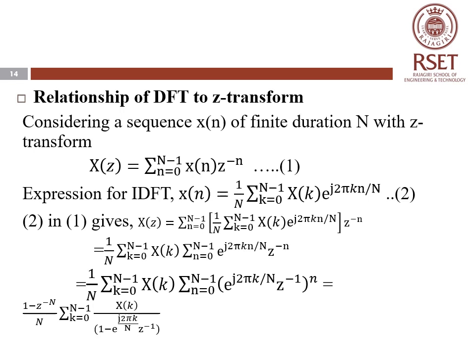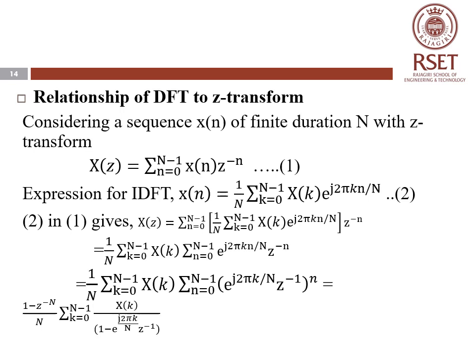Next, relationship of DFT to Z transform. Now consider a sequence x of n of finite duration n with Z transform as shown. X of z is equal to sigma n from 0 to n minus 1 x of n z raised to minus n. And we already know the expression for IDFT, that is x of n is equal to 1 by n sigma k from 0 to n minus 1 X of k e power j 2 pi k n by n. Now if you substitute equation 2 in equation 1, X of z is equal to sigma n from 0 to n minus 1, instead of x of n, substitute the expression from IDFT multiplied by z raised to minus n. Okay, and you change the order of summation.